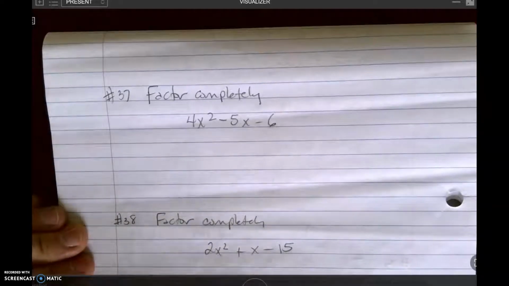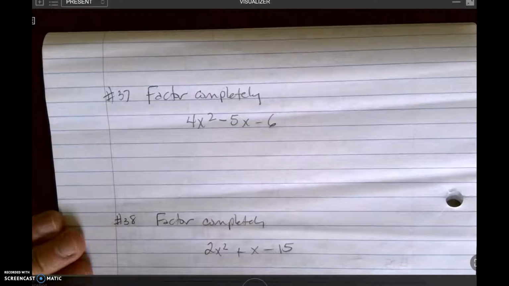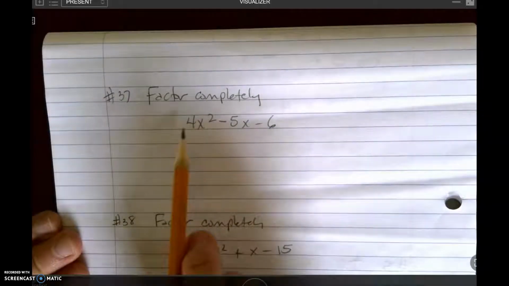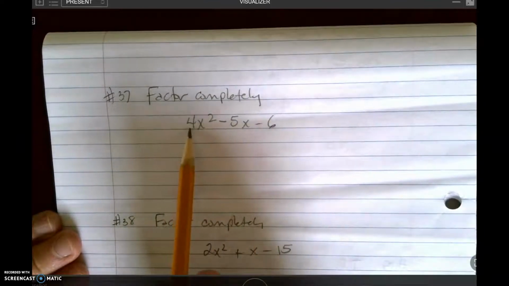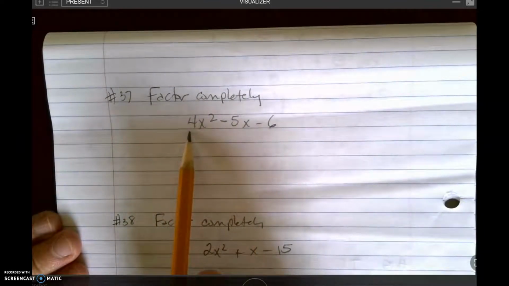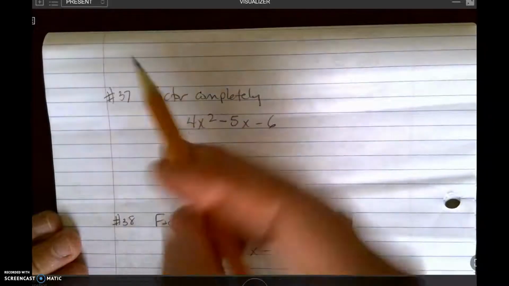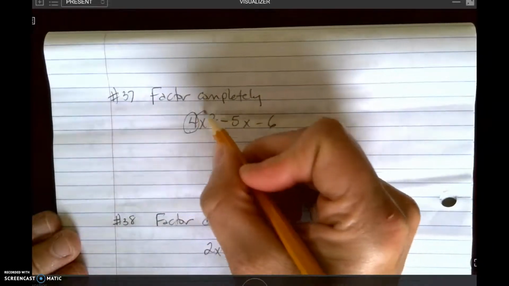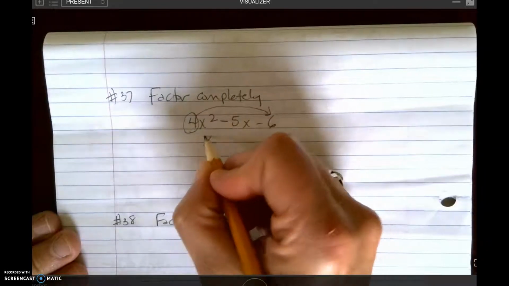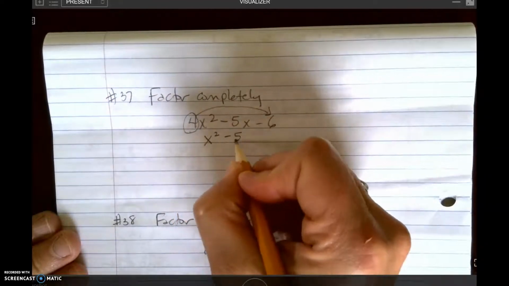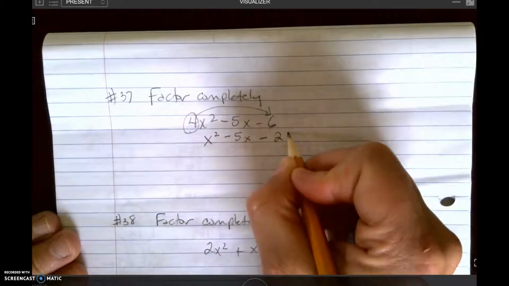Right, so we are going to factor these trinomials. For number 37, it's 4x squared minus 5x minus 6. Since the leading coefficient is greater than 1, I'm going to use slide and divide, where I take this 4 and I slide it here and multiply it by the 6. And my new trinomial is x squared minus 5x minus 24.